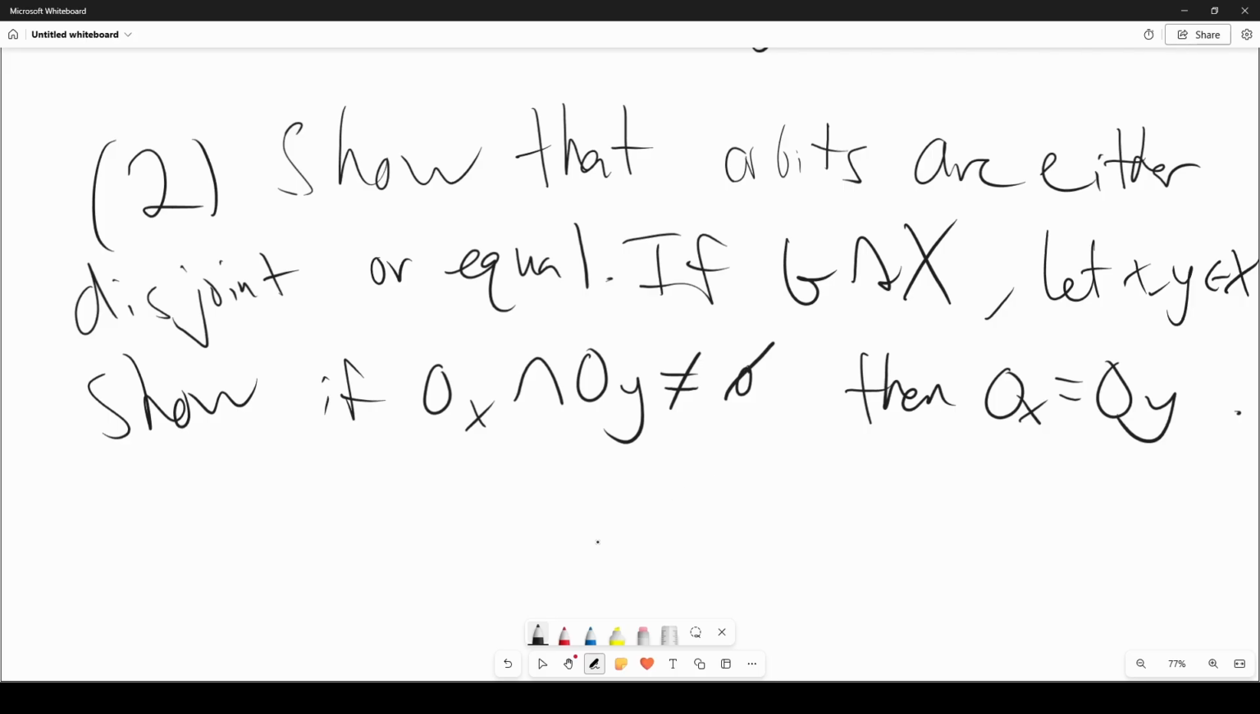I also mentioned another where you try to prove that the stabilizer of x is a subgroup. But hopefully that should be enough to get some good practice for group actions, orbits, stabilizers, and Cayley's theorem.